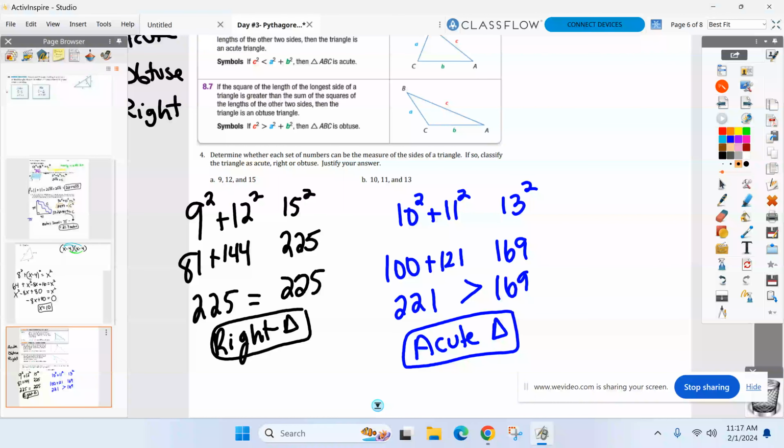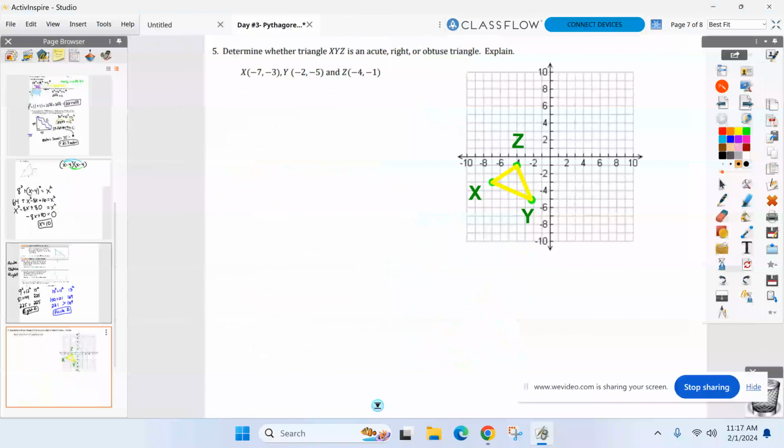All good? All right, next part. Oh, I love this question because it's going to bring you so much misery. Go ahead and graph triangle XYZ.